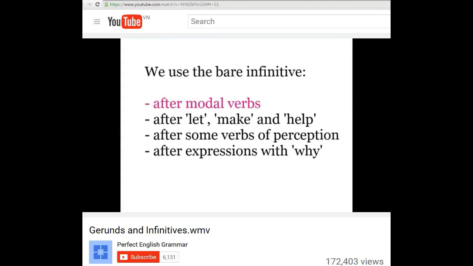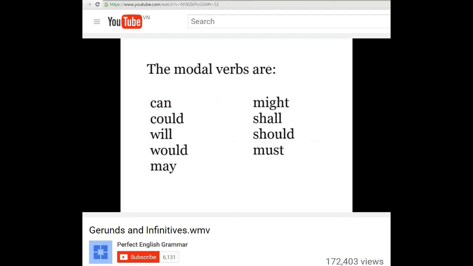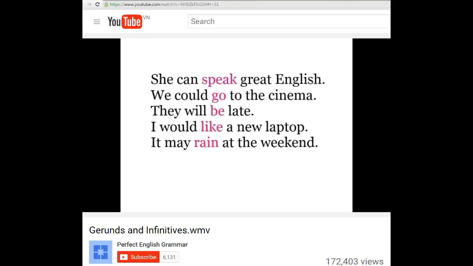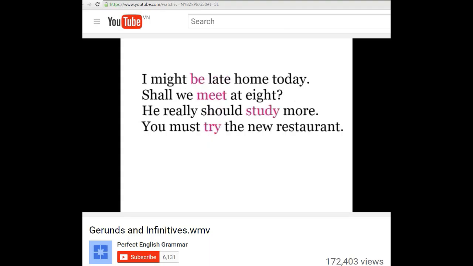We use the bare infinitive after modal verbs. The modal verbs are can, could, will, would, may, might, shall, should, and must. Here are some examples. She can speak great English. We could go to the cinema. They will be late. I would like a new laptop. It may rain at the weekend. I might be late home today.